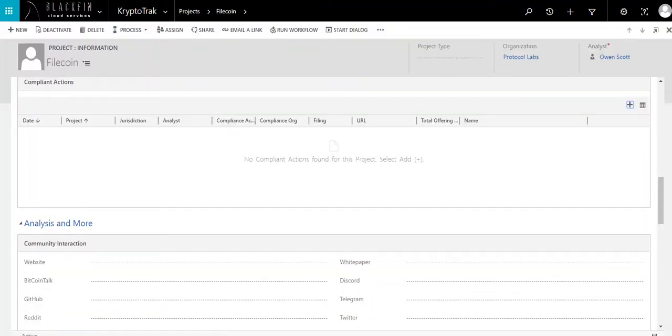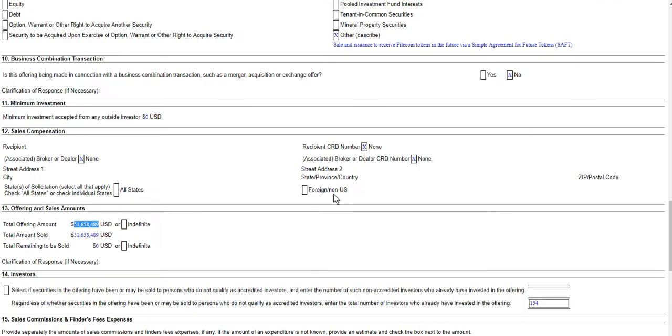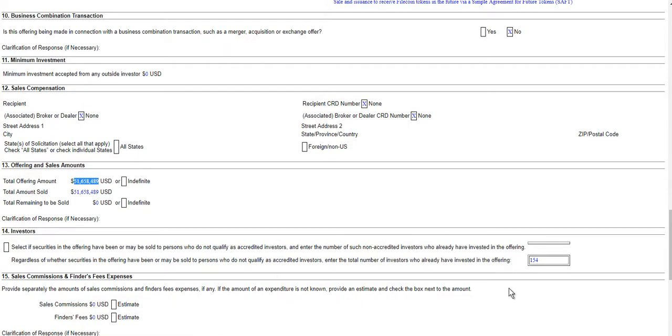So just kind of remember that. There was no minimum investment, I don't believe. Actually, I think the minimum investment was $500. I don't know if you noticed that. Total remaining to be sold is 0. Number of investors in this filing, that's kind of good stuff to have. You could do some really cool math with that. I'm going to go right back there and find out how many people. 154 people invested $51 million.